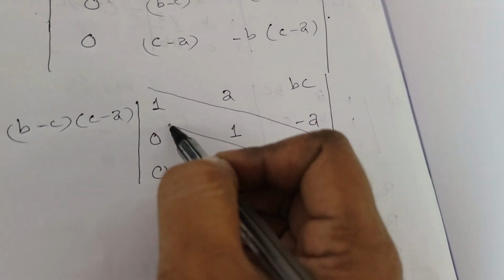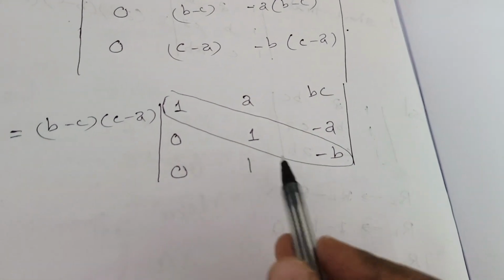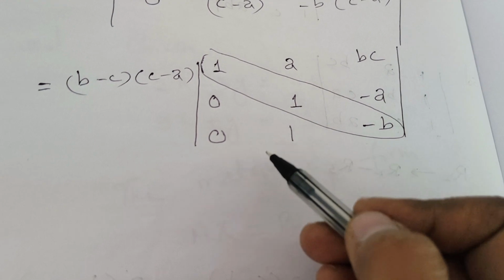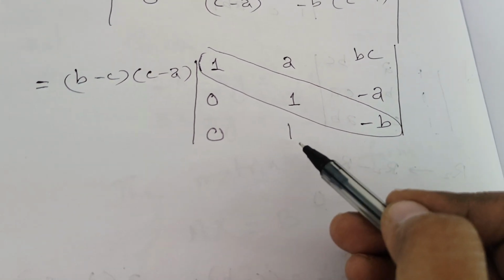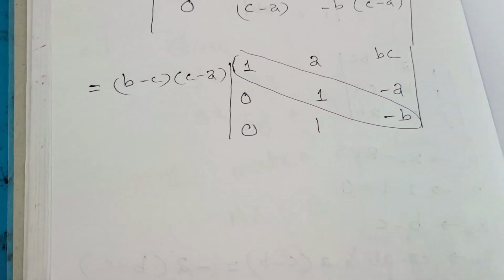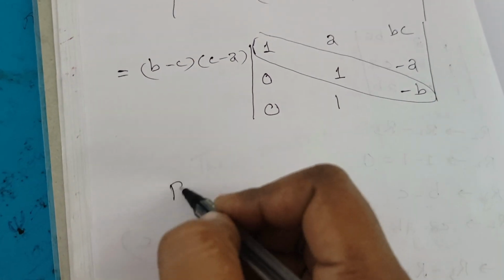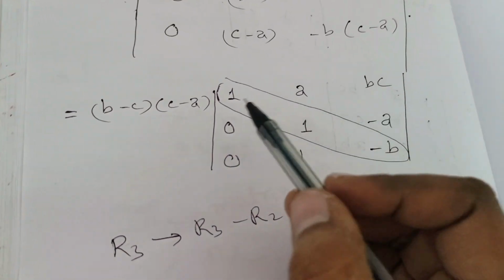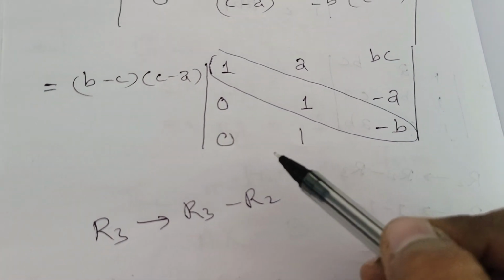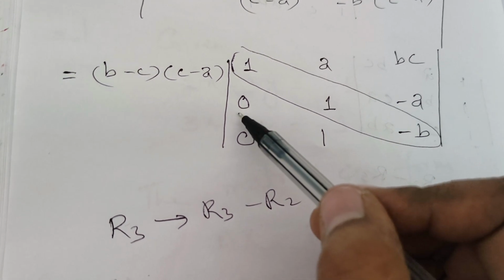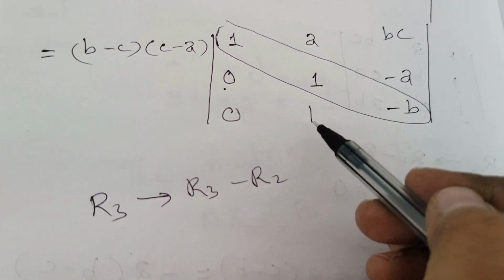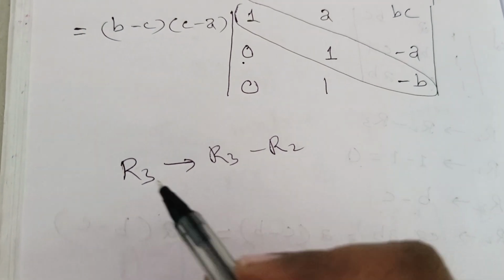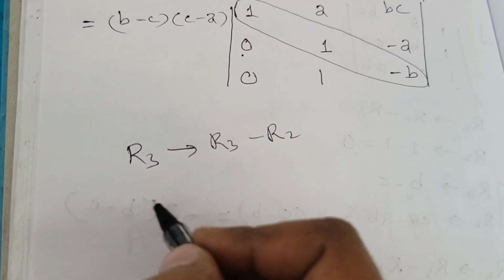So this is our leading diagonal. Diagonal elements are 1, 1, minus b. So we have to make this term equal to 0. So we will perform the row operation R3 minus R2. Below the diagonal we have to make all the elements equal to 0. So we got 0 here, 0 here. So this term is 1, and we have to make it 0. So we are performing the row operation R3 minus R2.